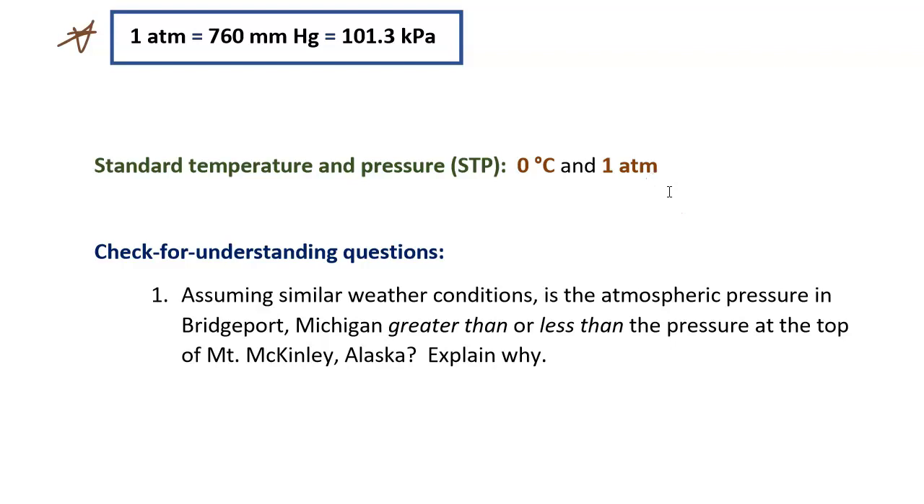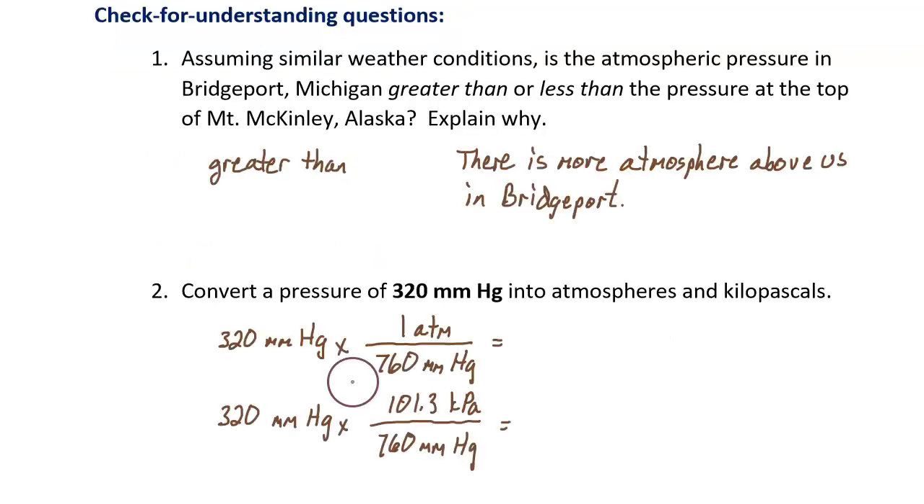Here are some check for understanding questions. I'll pause the video for you to answer these, and then we'll discuss before continuing on. And here are the solutions. The atmospheric pressure in Bridgeport is greater than the pressure at the top of Mount McKinley, Alaska. And the reason is there's more atmosphere above us in Bridgeport.